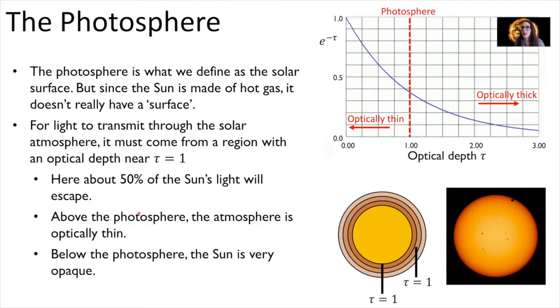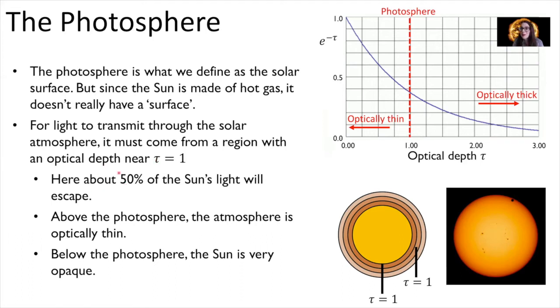The photosphere is what we define as the sun's surface. Although since the sun is made up of hot gas, it's not really a surface, okay? It's just where we consider the boundary of the sun itself to be. For light to transmit through the solar atmosphere, this light has to come from a region with what we call an optical depth near something that we call tau equal to 1. This is the little fancy Greek letter tau.